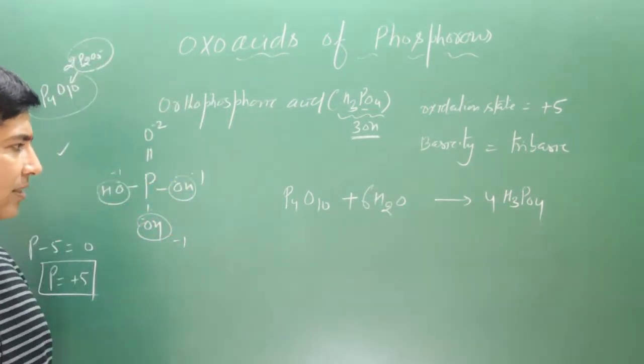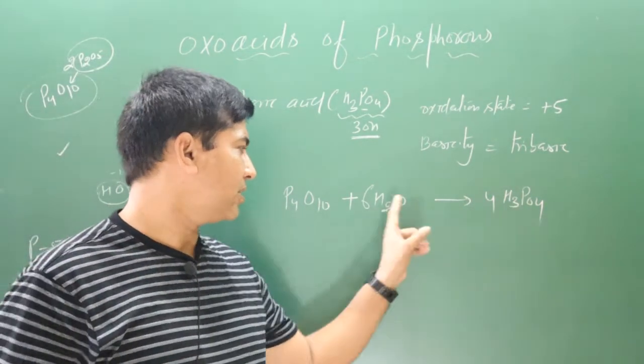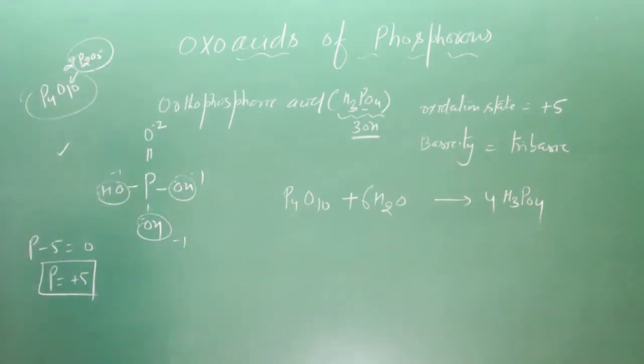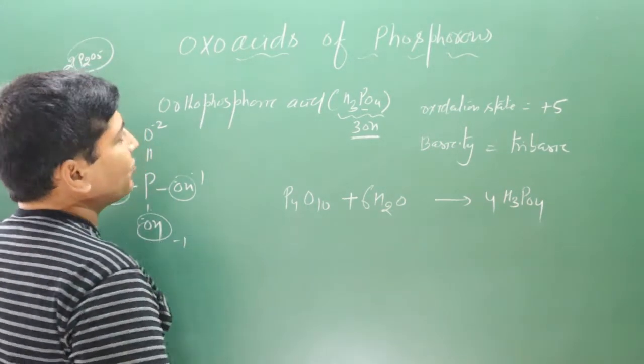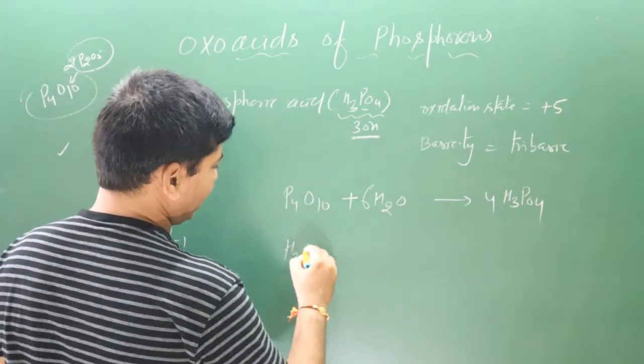Now we can see if oxygen is balanced. 4 × 4 is 16, 6 plus 10 is equal to 16. Okay, the equation is balanced. Now next, we had orthophosphorous acid, H3PO3.